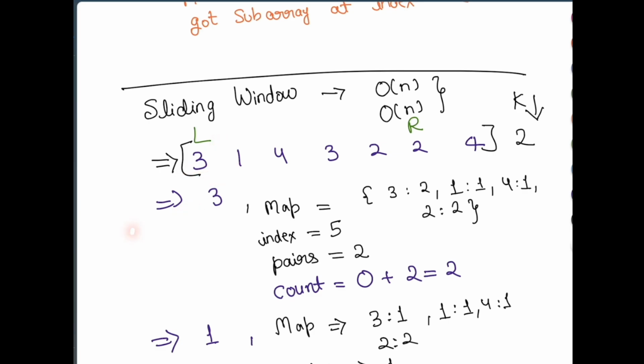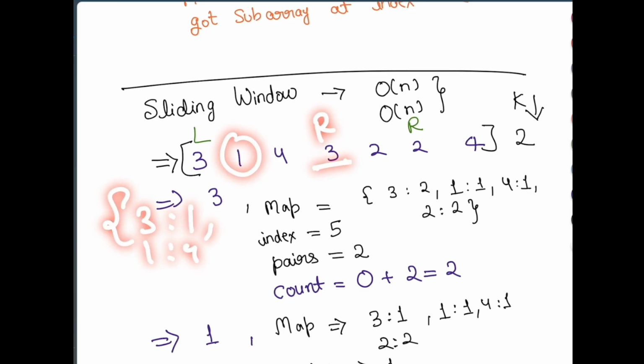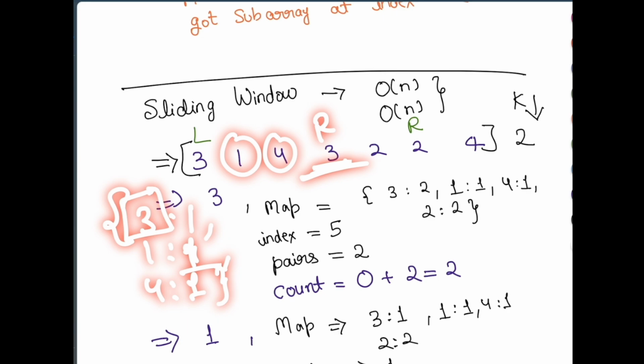But the mapping is going to have 3 counted as 1 time. At this point the number of pairs is again 0, and I'm just shifting my right pointer. But the moment my right pointer reaches this 3, my mapping will look like 3 is 1 time, 1 is 1 time, and 4 is 1 time. Now I see an element equal to 3, and I have already seen an element equal to 3. So I have one pair.